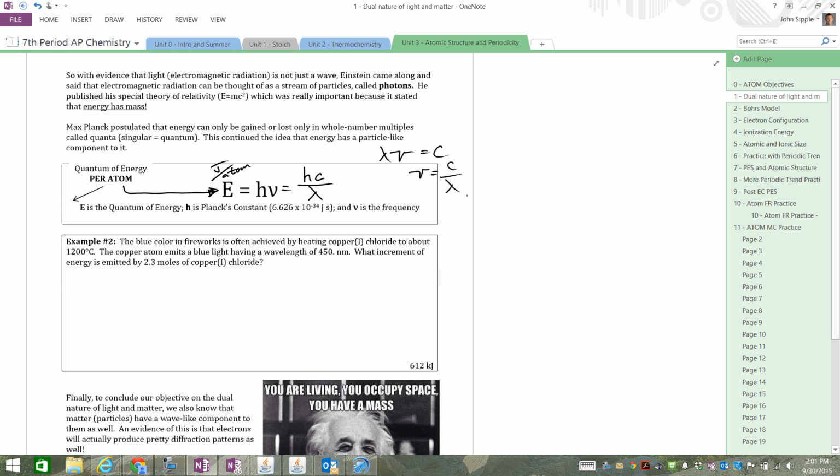An example problem that might correspond to this type of equation is another firework problem. We've got blue light being emitted at 450 nanometers. As soon as I see nanometers, we want to convert that right into meters away. So I'm going to multiply by 1 meter divided by 10 to the 9 nanometers. That gives me 4.5 times 10 to the minus 7 meters.